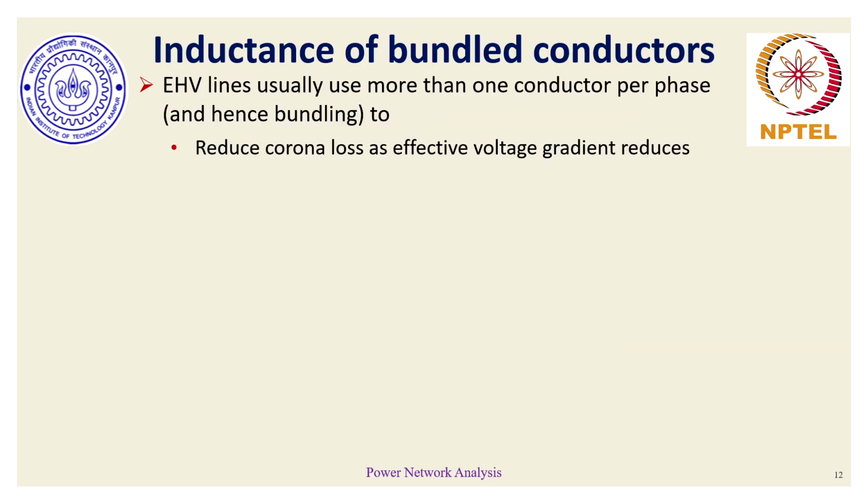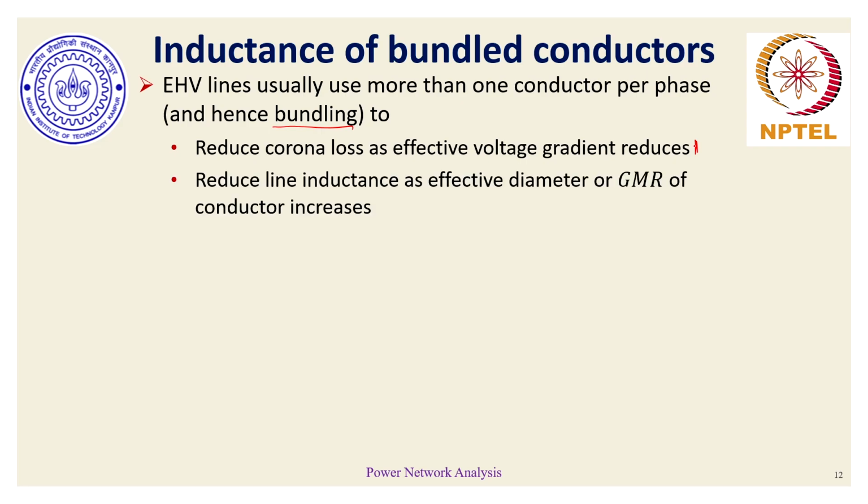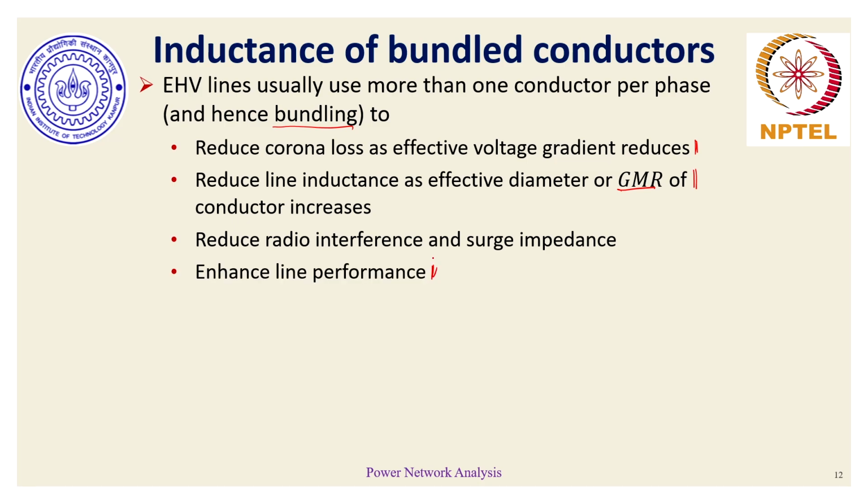Usually, in three-phase lines, there is more than one conductor, which is essentially the reason behind bundling. Composite conductors are where one conductor is made up of several strands. Bundling is where one phase consists of several such composite conductors. And why is bundling needed? Bundling effectively helps in reduction of corona loss. It helps in reduction of effective line inductance because effective GMR goes up. As a result, the line performance is improved, which we will see in the next module.